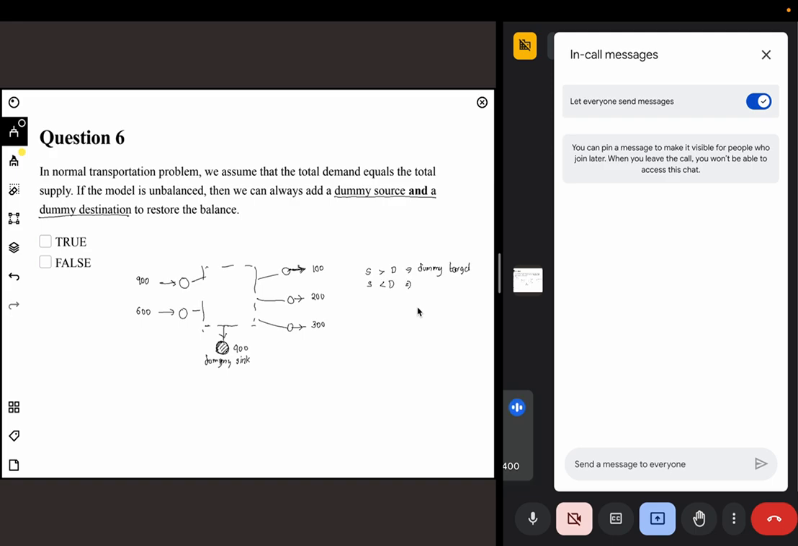Yes, if it is less than that, then you have to add a dummy source. So one is sufficient. You don't need both. So this is false. So instead of "and", if it is "or", then it would be correct. Okay.